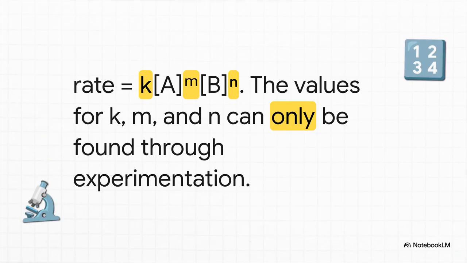So, this is what that code looks like. Rate, that's our speed. The brackets, A and B, that's just the concentration of our ingredients. But the real secrets, the parts that hold all the power, are these other values, k, m, and n. k is what we call the rate constant, kind of like a unique fingerprint for every reaction. And m and n, those are the orders. And here's the kicker. You can't just look these up. You have to discover them through experiment.